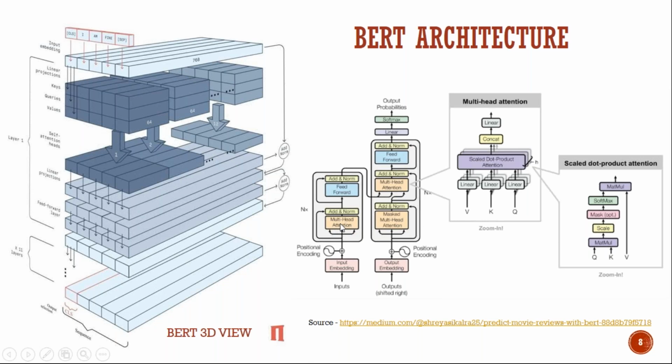In multi-headed attention, we have multiple layers of self-attention. So what is the advantage of this? Suppose we are using only self-attention, then the features that BERT captures from a particular word will be very few. In multi-headed attention, we have multiple layers of self-attention. Therefore, we are able to capture many features for a particular word.